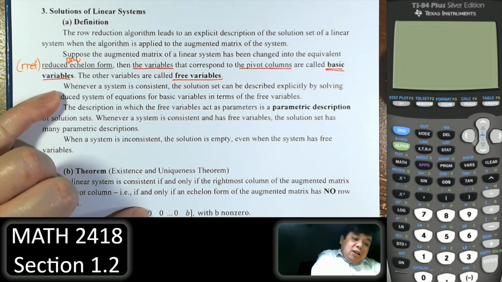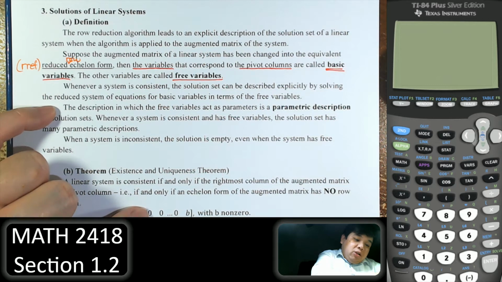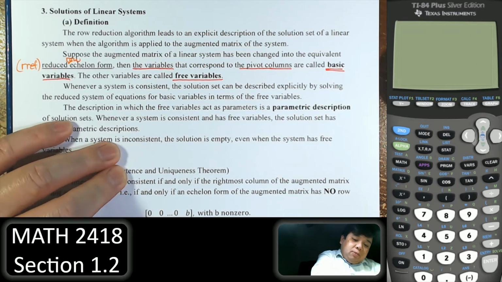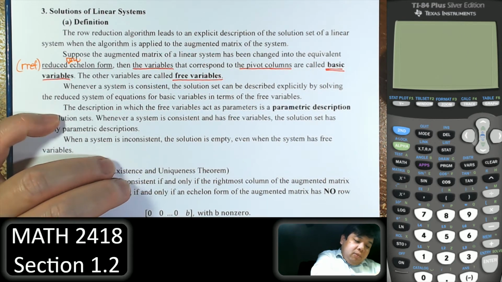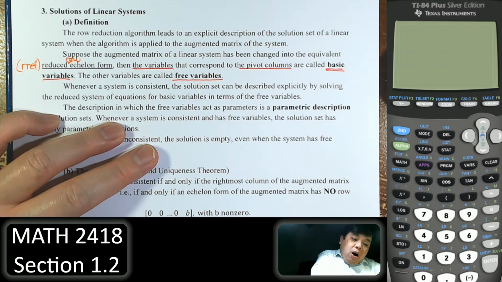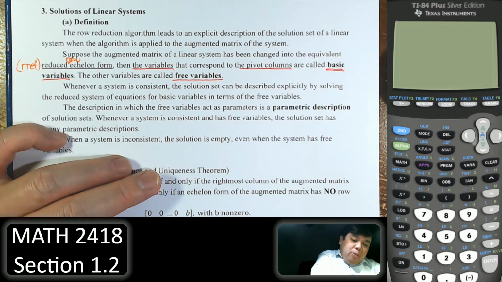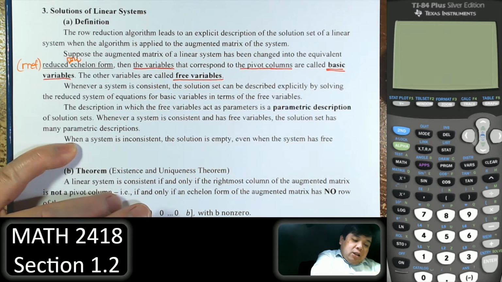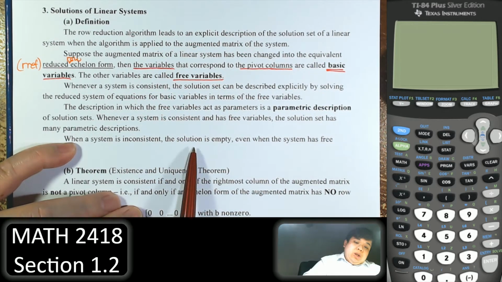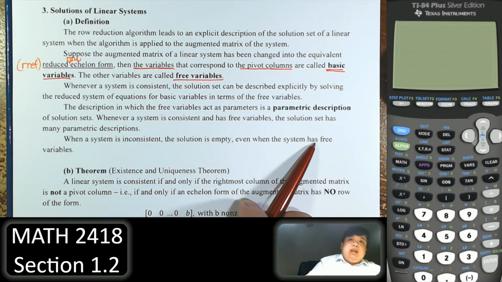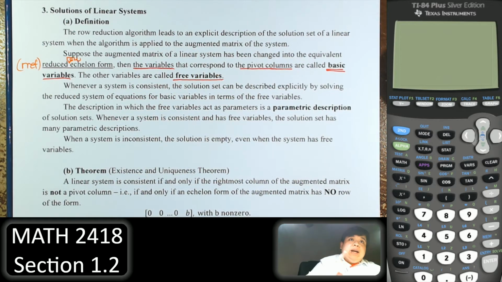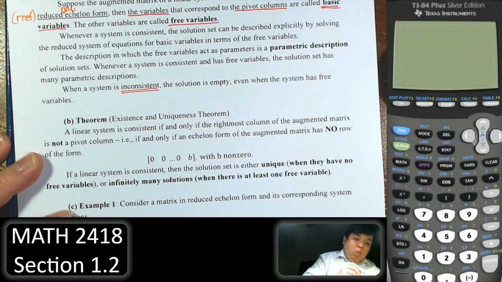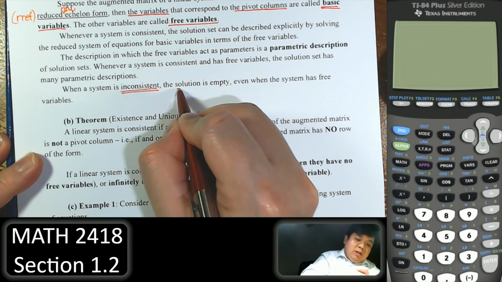So, if the system is consistent, the solution can be described with the basic variables in terms of the free variables. We will talk about that. The description with free variables as parameters is called a parametric description. We will talk about this. When a system is inconsistent, the solution is empty even when the system has free variables. We will talk about this. Now first, let's talk about the inconsistent case, where we have no solution.